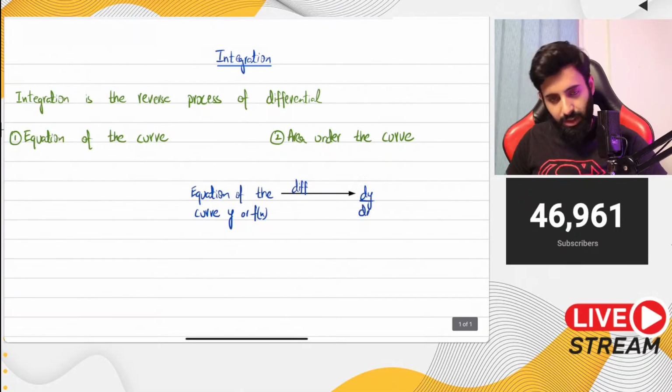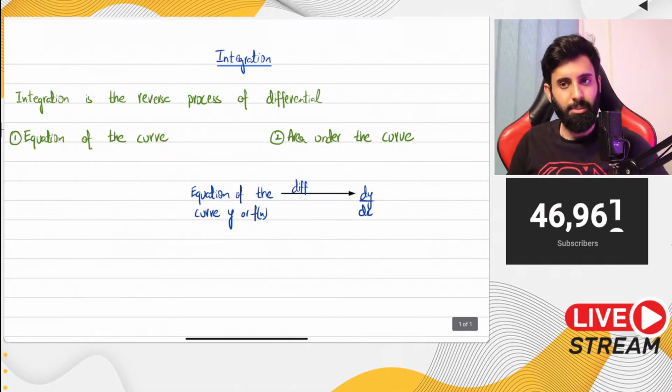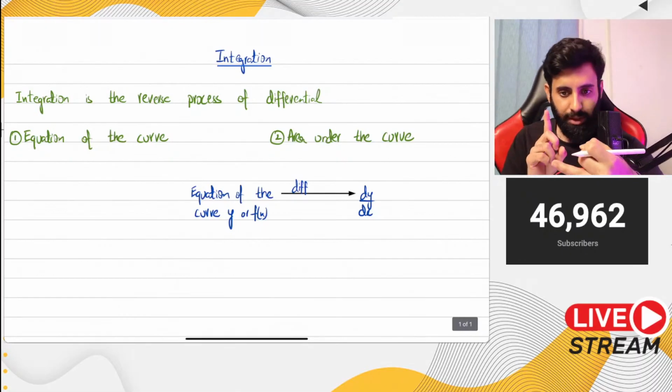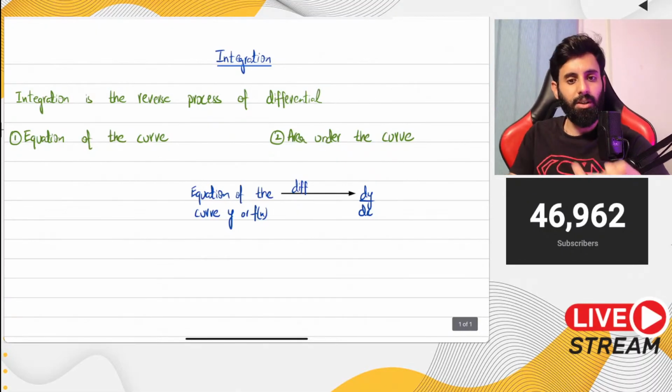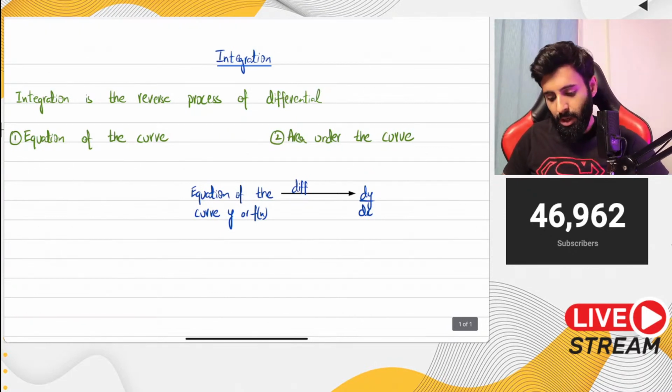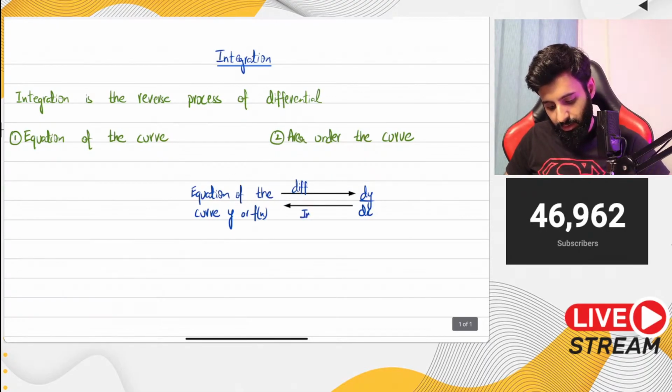Now what is the objective of dy by dx? The objective behind dy by dx is that you can use it to find out the gradient of the curve at any point. You can use it to find out the stationary point, and then you can further differentiate it to find out the nature of the stationary point. But if you have dy by dx and you want to come back to the equation of the curve, what are we going to do? We're going to integrate it.